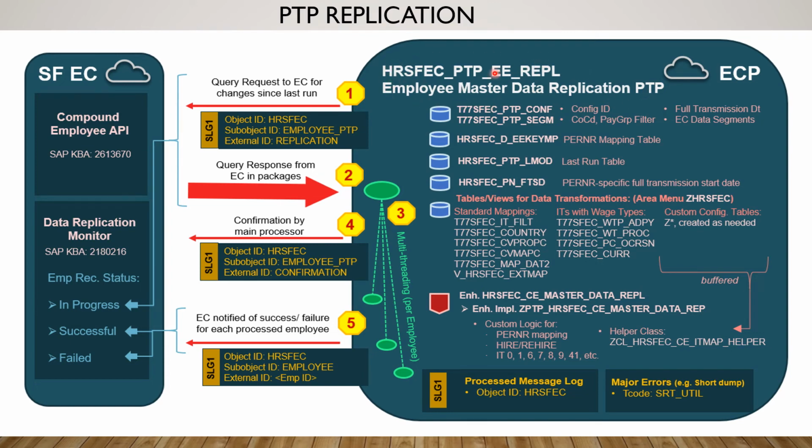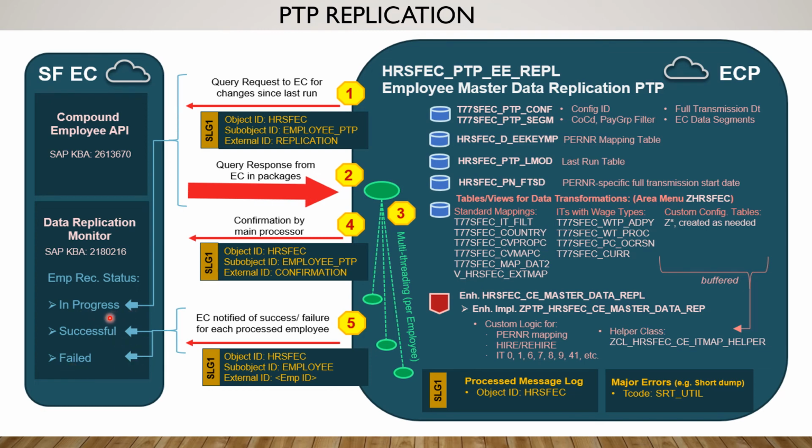This program sends the query request to EC, and from EC, using the compound employee API query, it sends the data back to ECP. ECP, based on the settings, that is the config ID, company code, pay group filter, full transaction start date, the mapping tables, and the last run table, updates the data into the Employee Central Payroll system. Once it updates the logs and everything on the Employee Central Payroll side, it sends the replication confirmation back to the Employee Central system.